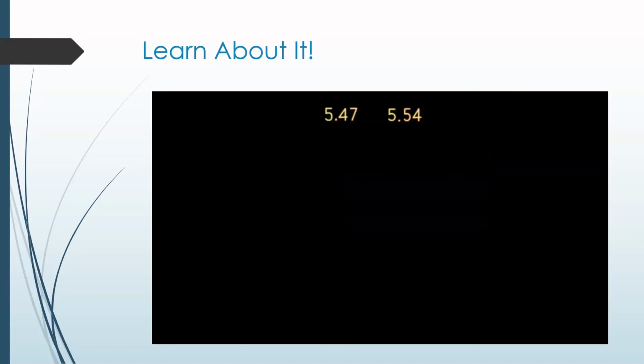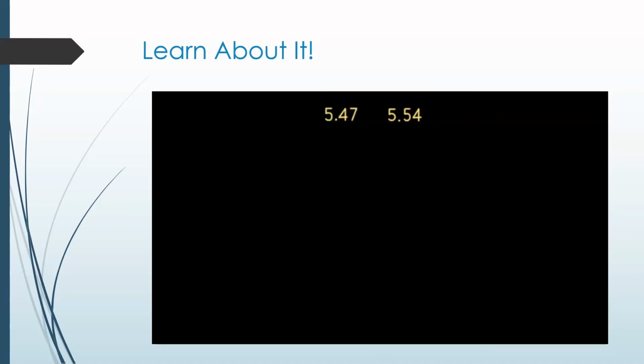Another way we can compare decimals is to use place value. The whole number parts are the same. The decimal parts are both to the hundredths. 47 hundredths is less than 54 hundredths. 5 and 47 hundredths is less than 5 and 54 hundredths.